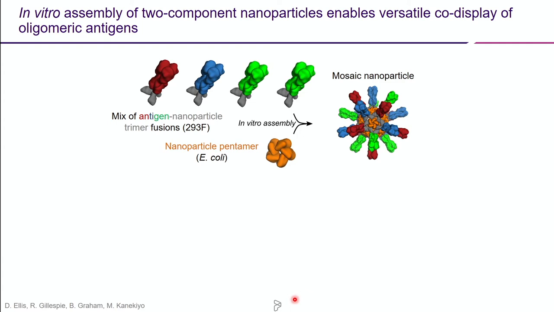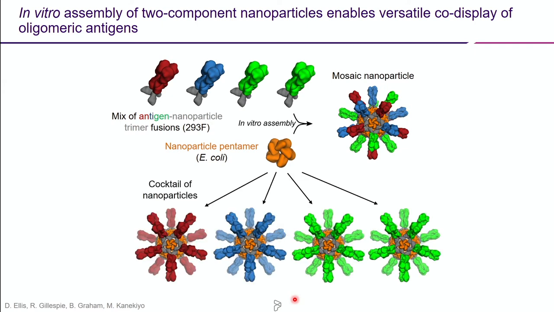And this particle is what we're calling a QIV, a quadrivalent inactivated vaccine mosaic particle. We're taking the four strains in current commercial vaccines and putting those on the same particle to see if we can induce broader responses. And then, of course, we compare against, again, this cocktail of particles, each displaying a single hemagglutinin.